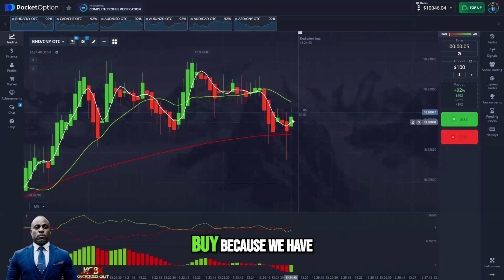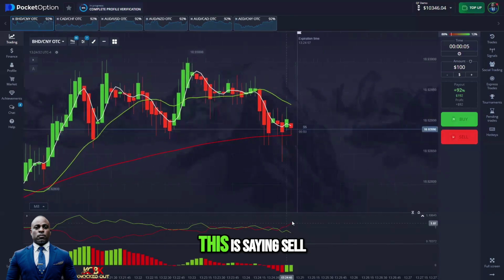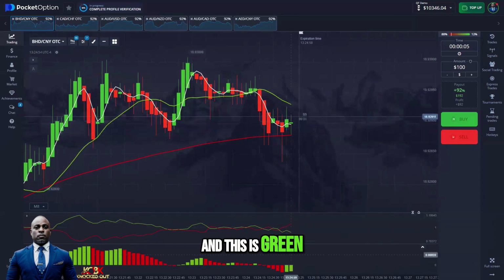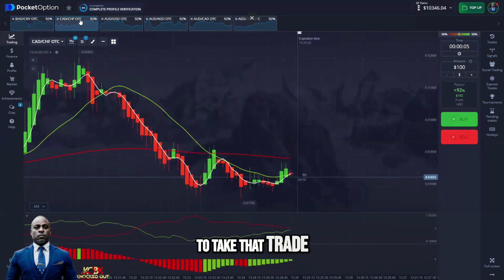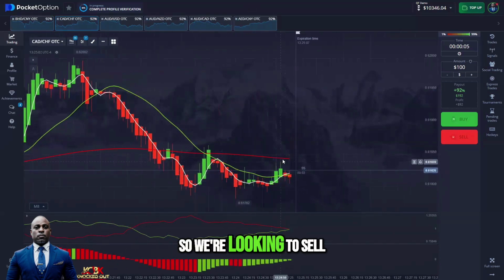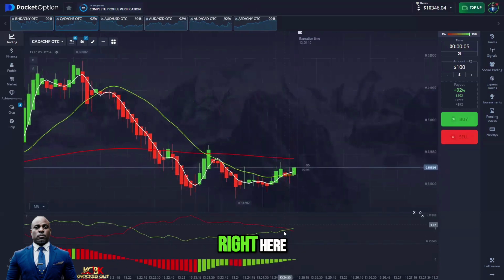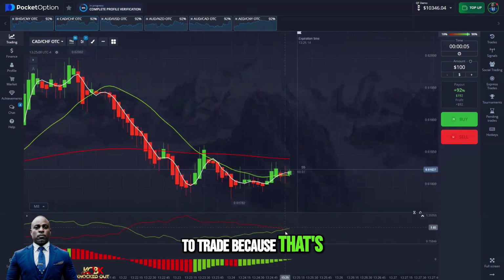So this is saying buy because we have a green candle. We're above that red line. This is saying sell, and this is green. These don't line up, so we're not going to take that trade. Let's see if we can find a wave. We have red on top, so we're looking to sell. Red is on top right here, but that green is crossing. So we're not going to trade because that's saying buy.